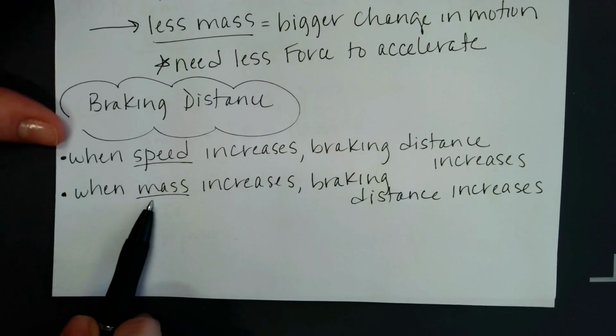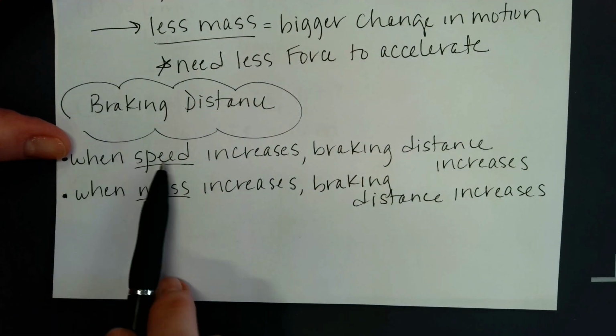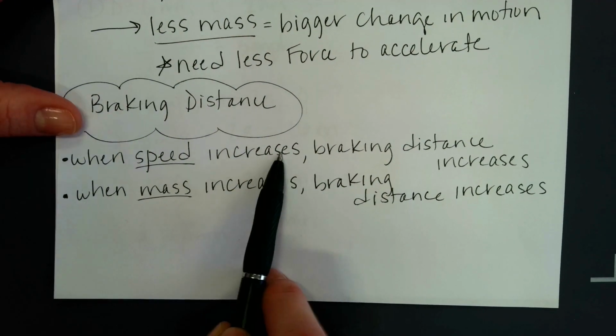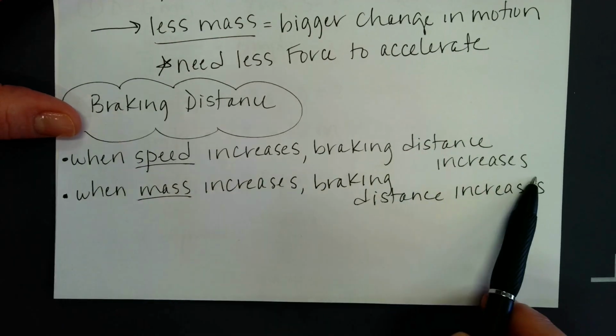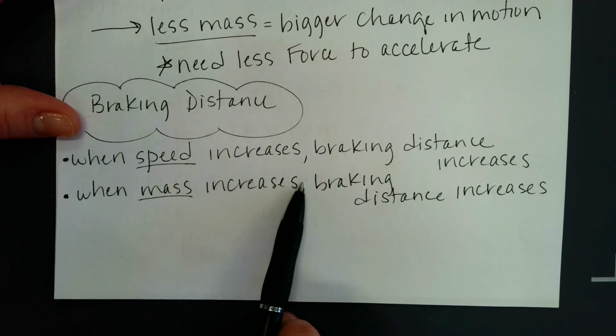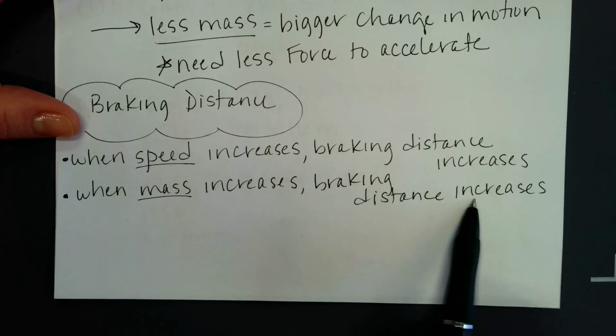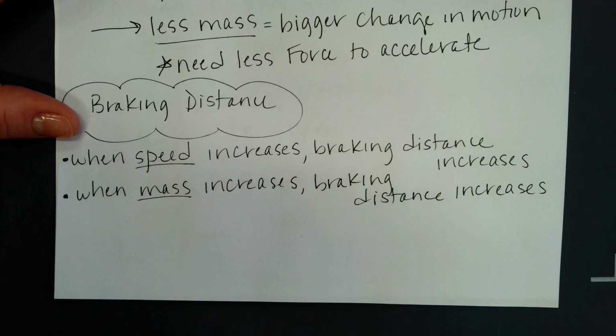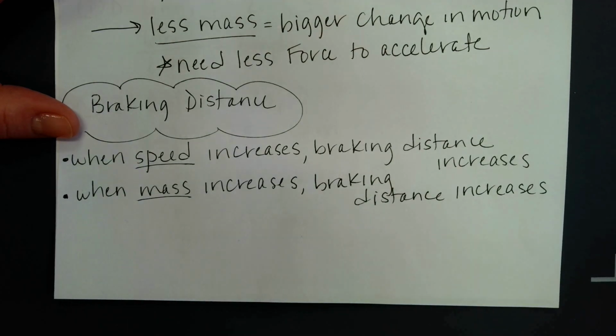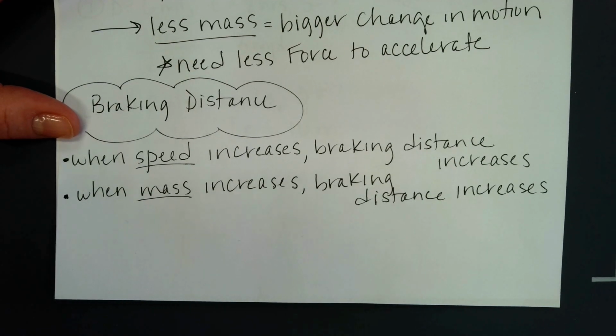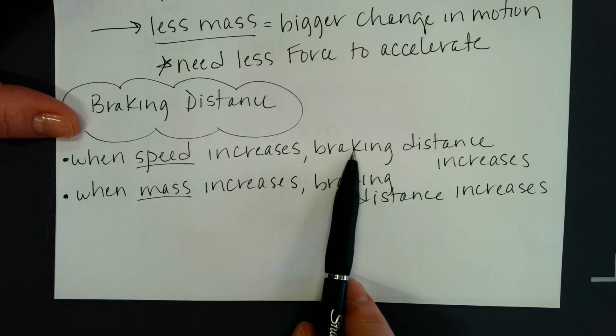All right, and then we could flip this, right? What if we said when speed decreases, what happens to your braking distance? Decreases, right? Or when mass decreases, your braking distance decreases, okay? So you could flip it too, either way. All right, so the last thing I want to make sure we understand is that your braking distance is going to be different than your total stopping distance, right?